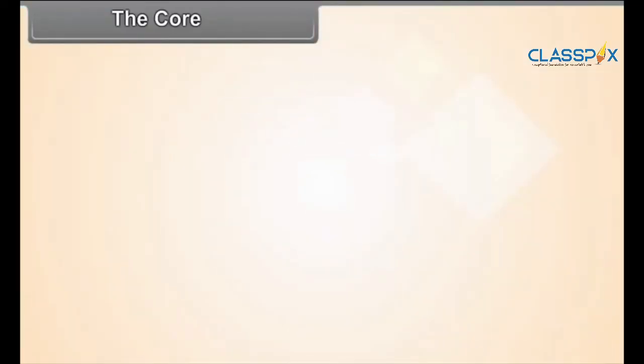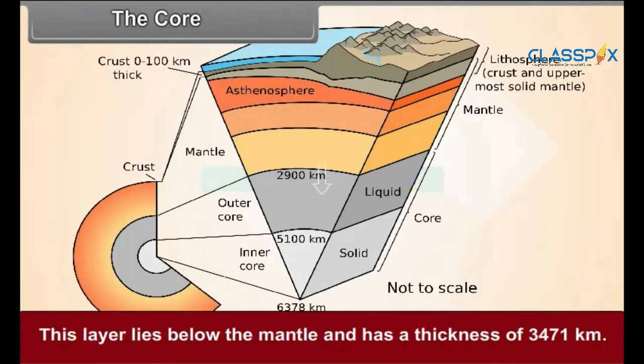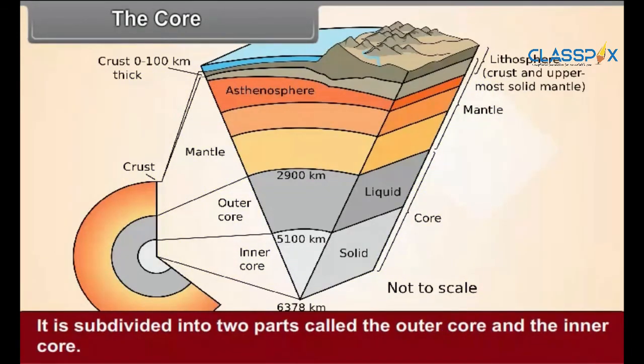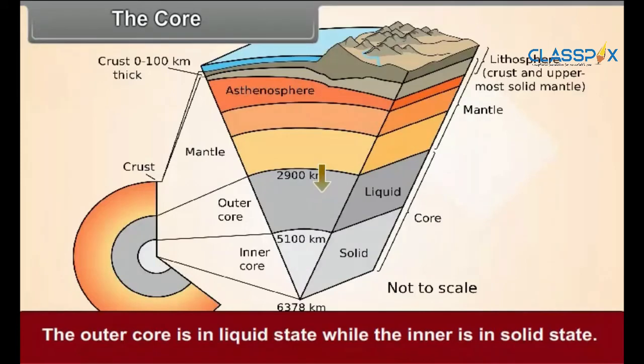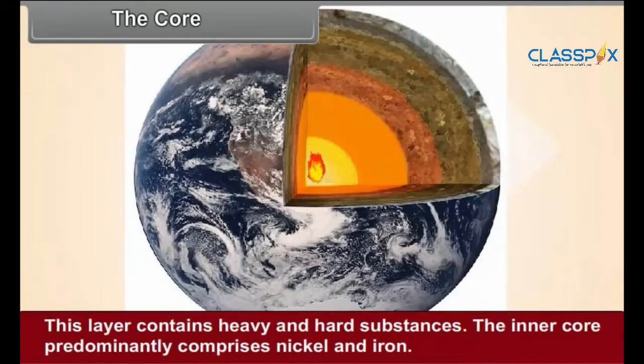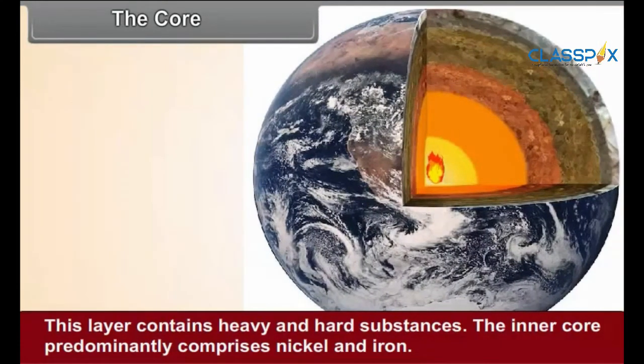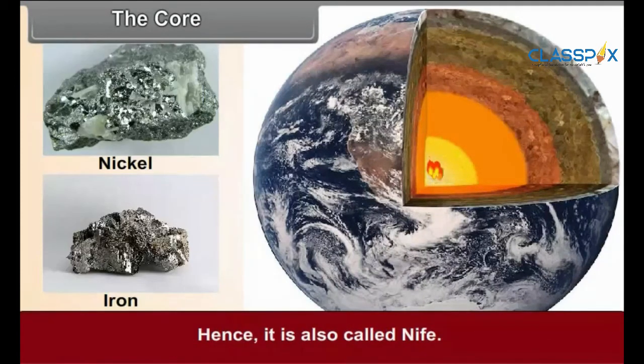The core. This layer lies below the mantle and has a thickness of 3471 kilometers. It is subdivided into two parts called the outer core and the inner core. The outer core is in a liquid state while the inner core is in the solid state. This layer contains heavy and hard substances. The inner core predominantly comprises nickel and iron. Hence, it is also called Nife.